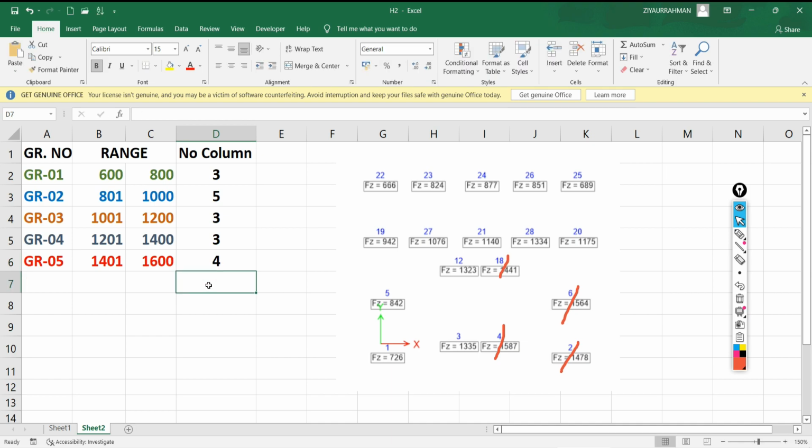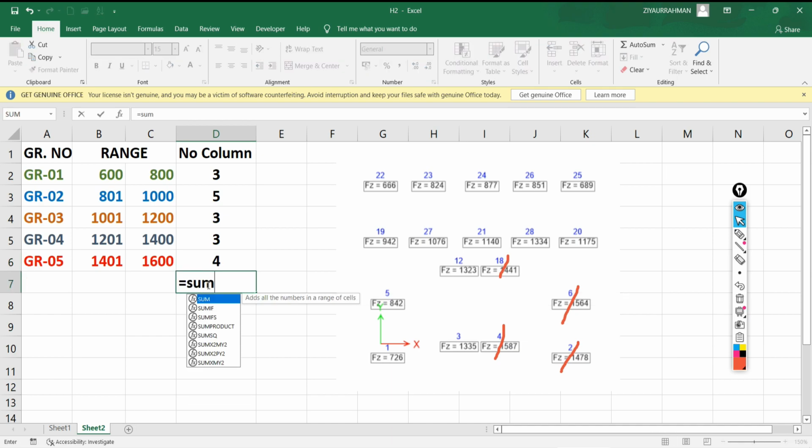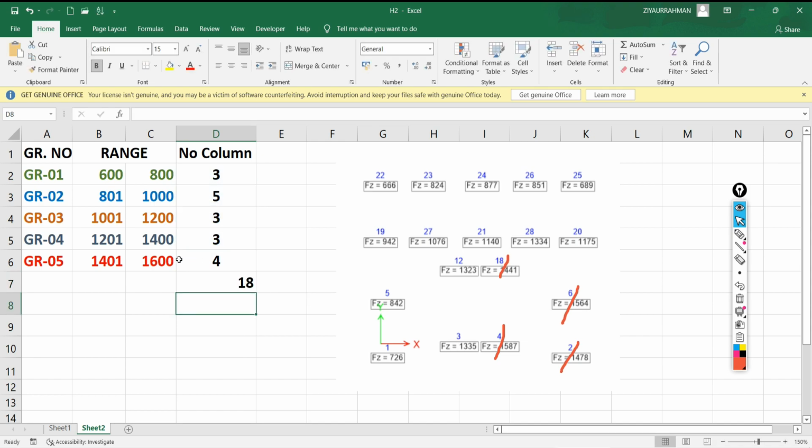So total number, how much is it becoming? Let me check it. 18 should be actually. So yeah, it is 18, means it is right. 18 columns, 18 reactions are there, and as per our grouping and number of columns, it is coming out to be 18, means it is right. Is that all clear or not? Clear.